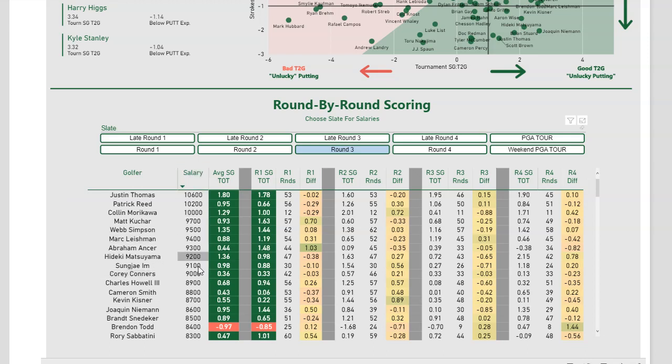But you can see the salaries are changing. So that is what you're controlling. None of the other data down here is changing based on your selection up top here, but it should give you a really good idea of just additional information. So if you see a guy, hey, Joaquin Niemann, he's getting unlucky putting. He's playing well tee to green, and I know he's a good third round player. Maybe I fire him up for third round showdown.